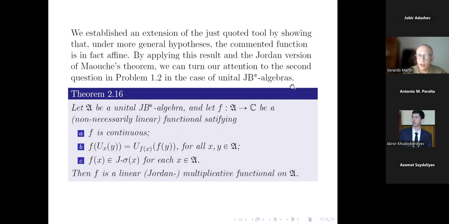Now, applying this result and the Jordan version of the Mazur theorem that we saw in the previous subsection, we can turn our attention to this problem 1.2 in the case of unital JB-star algebras. The result we obtain in this case is what we expected: when we have a unital JB-star algebra and a functional f, not necessarily linear, satisfying that f is continuous, this identity, and that it is Jordan spectral valued, then f is going to be a linear Jordan multiplicative functional on A.